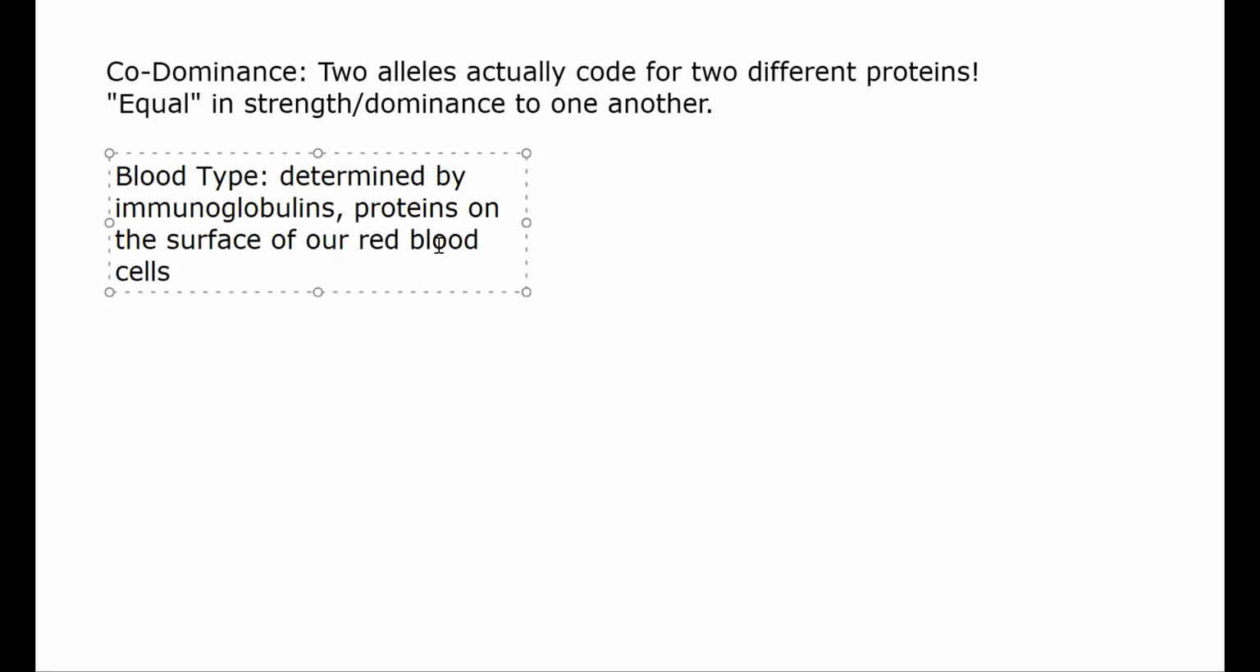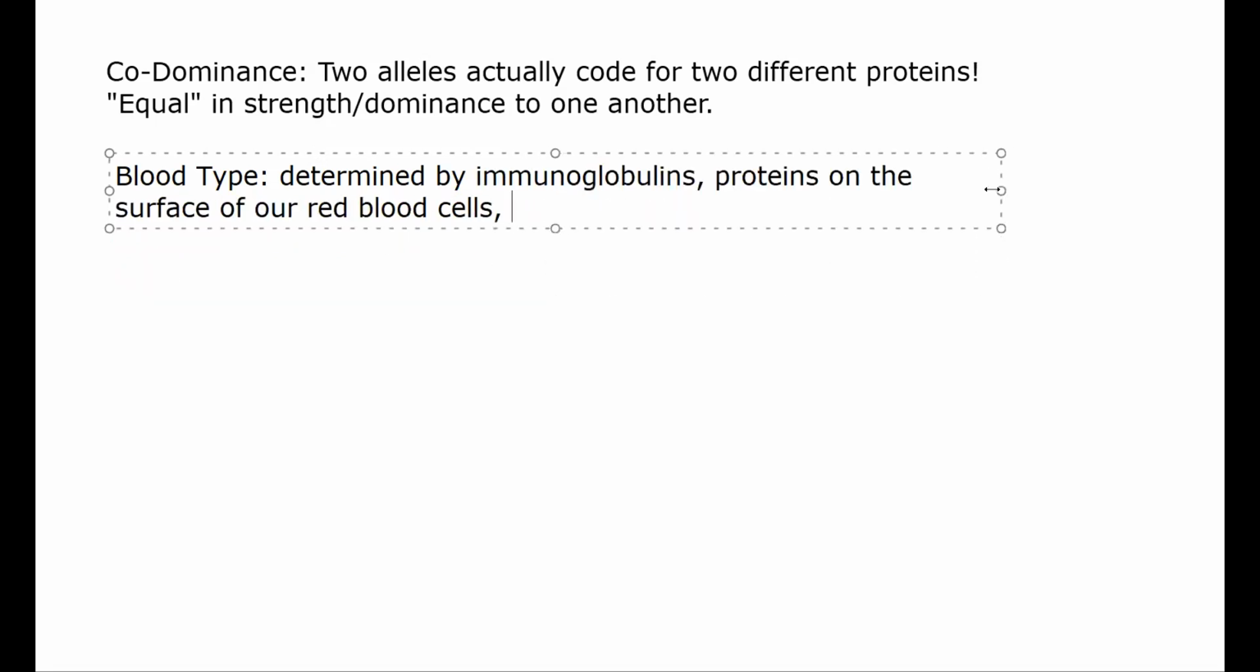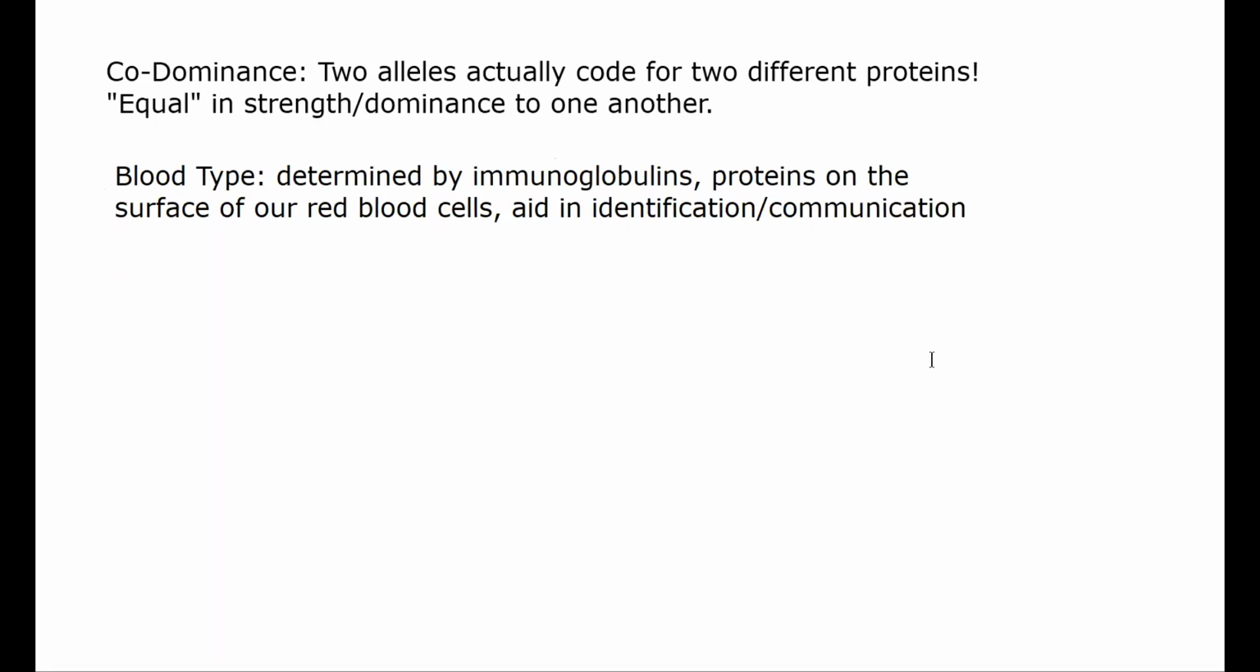And the purpose of these immunoglobulins, if you remember from our cell unit, is that we often have proteins and sugars on the outside of our cells that aid in identification and communication, right? So the blood type is the way that your immune system, the white blood cells, will read these immunoglobulins on your red blood cells, and that's how they know that they belong there, right? And there are different types of blood. So let's go ahead and draw those out, okay?